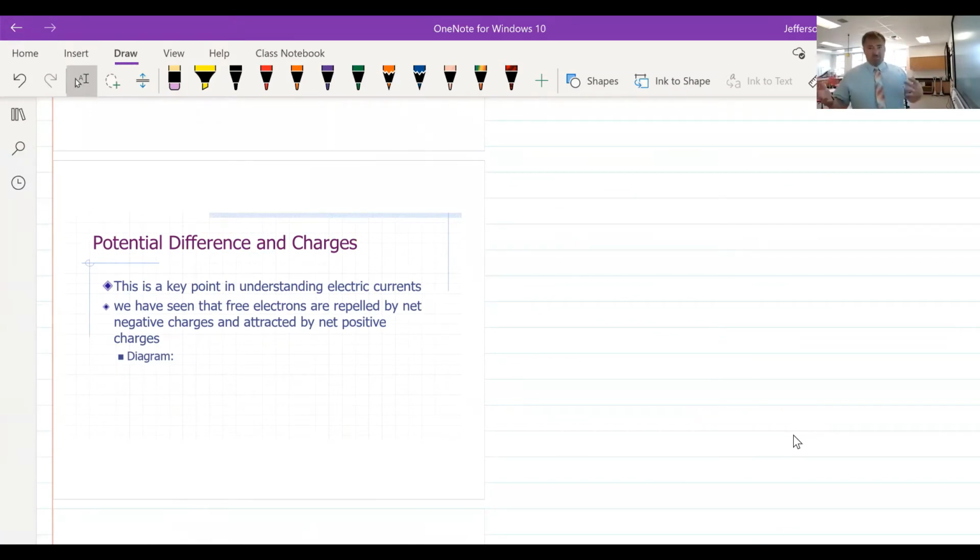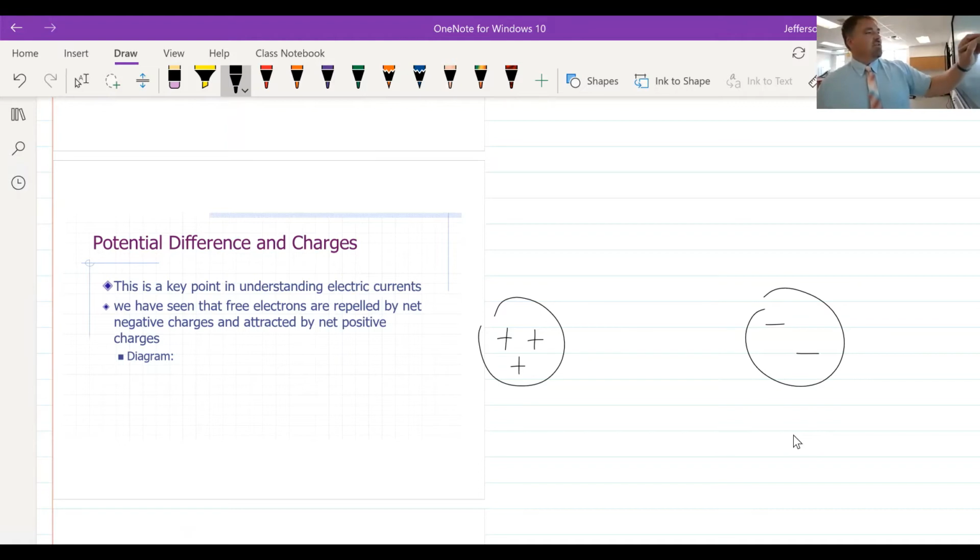Now, here's the next big thing. We're going to start transitioning from our theoretical and informational background stuff to actually usable stuff. On potential difference and charges, we have seen that if we have a positive charge here and a negative charge over here, and I take a single free electron right here, just chilling out, that electron is going to have a force on it, causing it to go flying away from the negative and towards the positive.